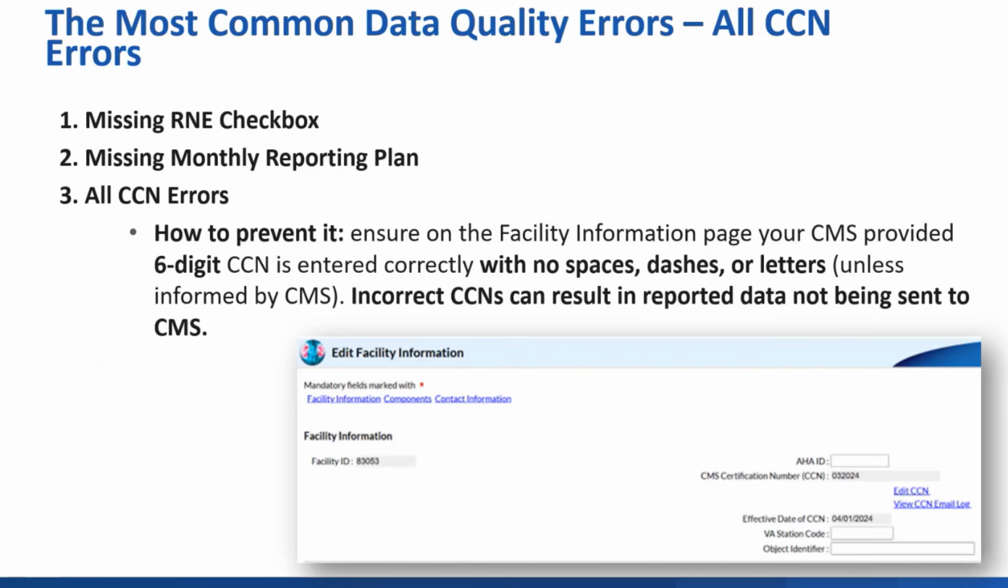Incorrect CCN can result in reported data not being sent to CMS. So whenever we go about processing the annual CMS files, we attach your org ID data to your CCN data. If your CCN data is not correct, we cannot send your information to CMS. We can only send information to CMS for the CCN list that they provide us. So please make sure on a regular basis that you have the proper CMS certification number entered on NHSN.